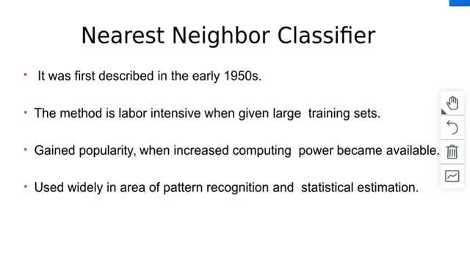To start with KNN, it was first described in the early 1950s. KNN is an algorithm that comes under supervised machine learning techniques, which can be used for both classification as well as regression predictive problems. However, its main scope in industry is for classification predictive problems.